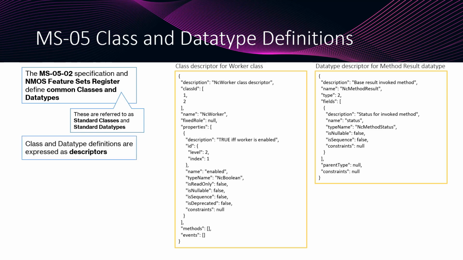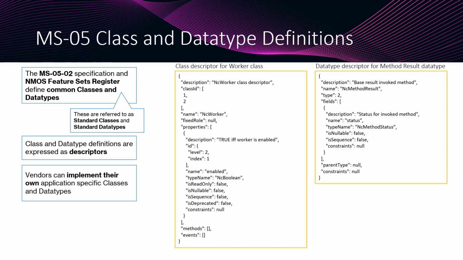Classes and data types are expressed as descriptors that define their structure and attributes, and we can see a couple of examples on this slide. Vendors can implement their own application-specific classes and data types. These are referred to as non-standard classes and non-standard data types.